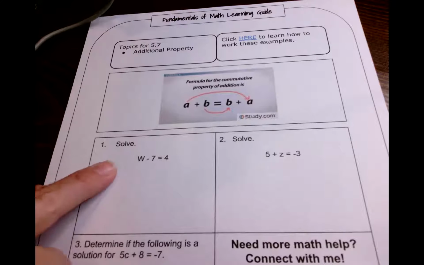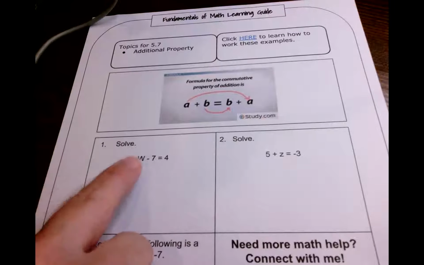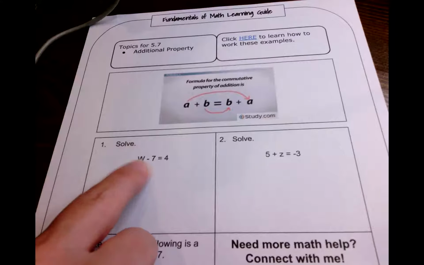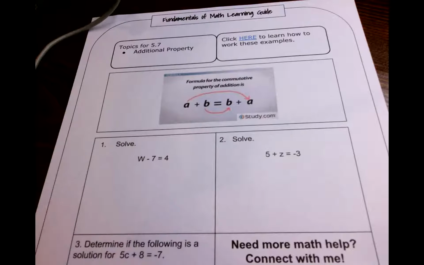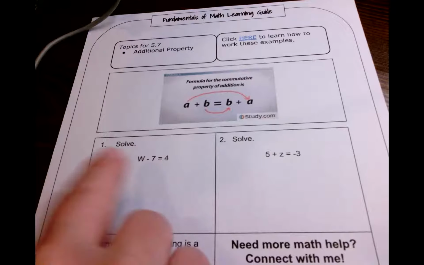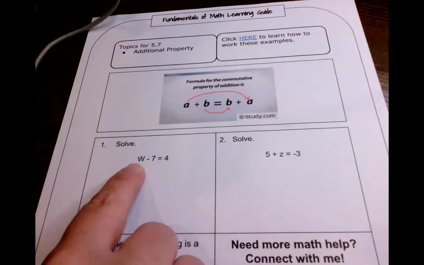So let's take a look at problem number 1 here. We are trying to find out what number would go in place of the w when w minus 7 equals 4. So I like to look at the equation and ask myself, okay, what's happening to the variable? What's happening to the w here? Well, I can see that it's being subtracted by 7.